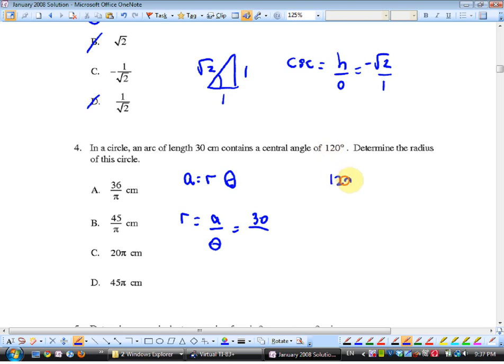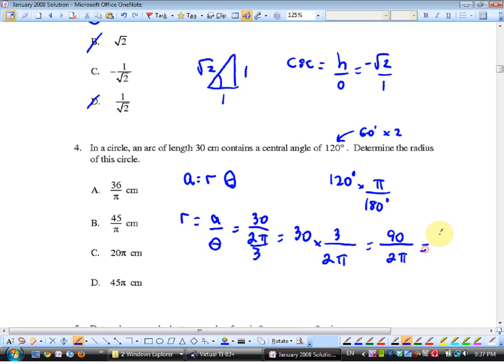Well, you can either go 120 degrees times pi radians over 180, and yes, that's fair game on the non-calc. Or you can realize that 120 degrees is 60 degrees times 2. And 60 degrees, you may remember from your special triangle, is pi by 3. This is 2 pi by 3 radians. How to divide by a fraction? Flip the reciprocal, multiply by the reciprocal. So this is going to be 30 times 3 over 2 pi, which is 90 over 2 pi, or 45 over pi. The answer to number 4 is B.